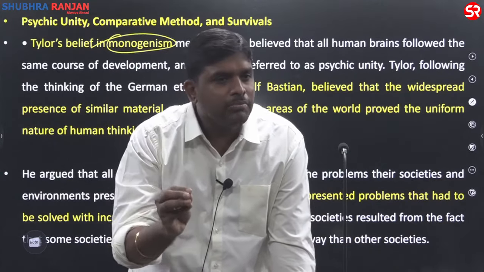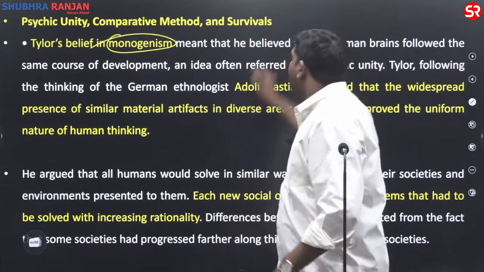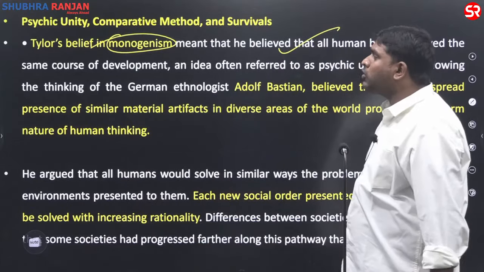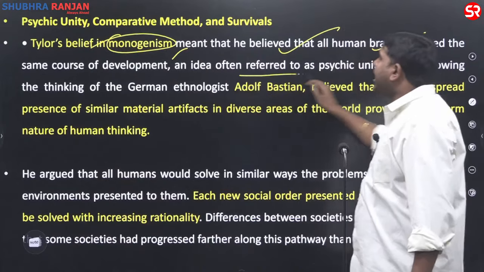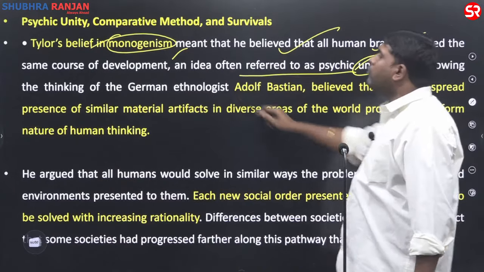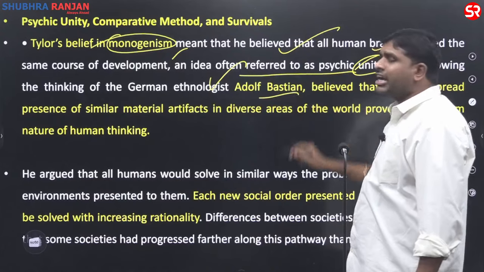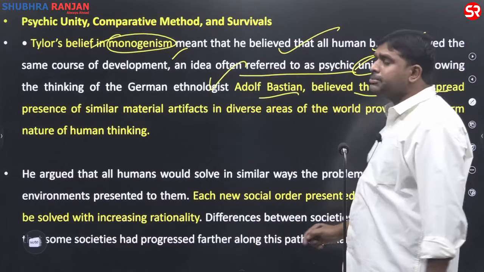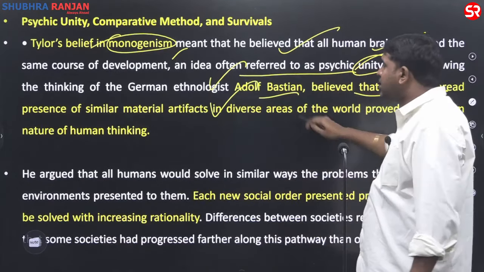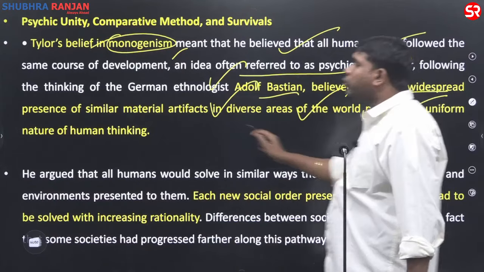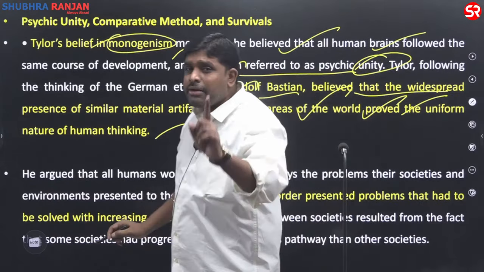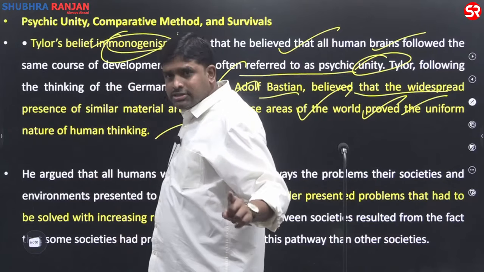Taylor's belief in monogenism. He believed that all human brains followed the same course of development, an idea often referred to as psychic unity. Following the thinking of German ethnologist Adolf Bastian, he believed that the widespread presence of similar material artifacts in diverse areas of the world proved the uniform nature of human thinking. That same human thinking, he named monogenism.